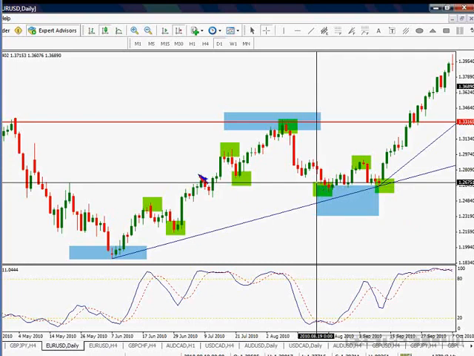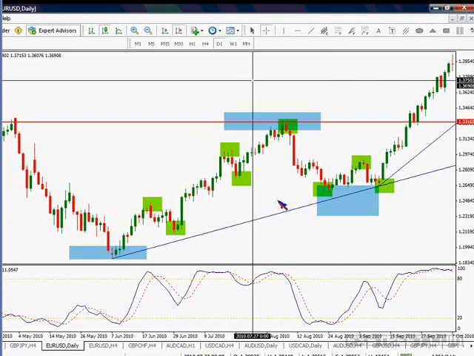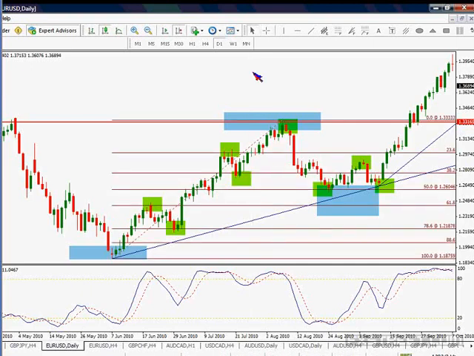An ABC correction usually comes to approximately 50% of the entire Elliott wave and roughly in line with the previous wave 4. This was a previous wave 4, roughly in line with the previous wave 4, close to it, may not be exact.